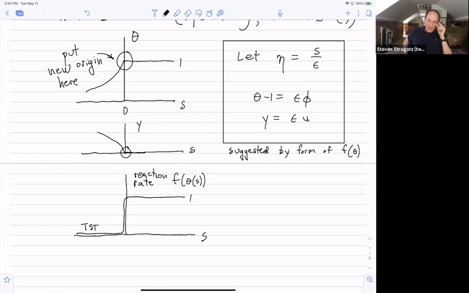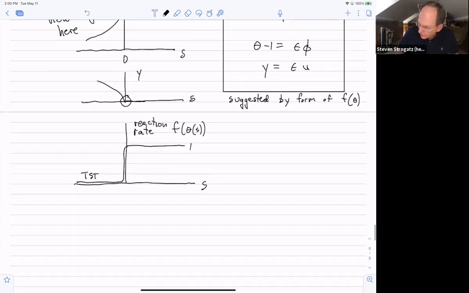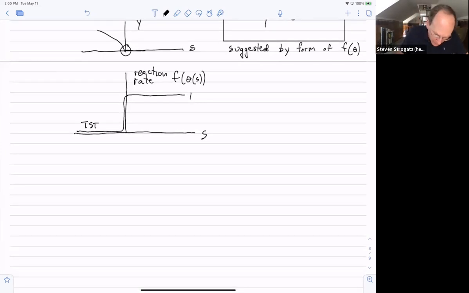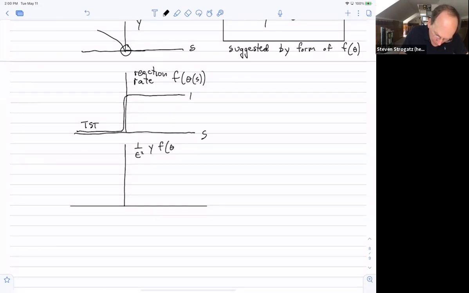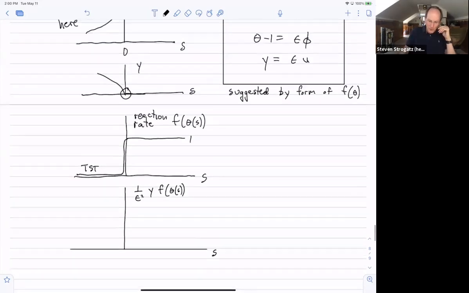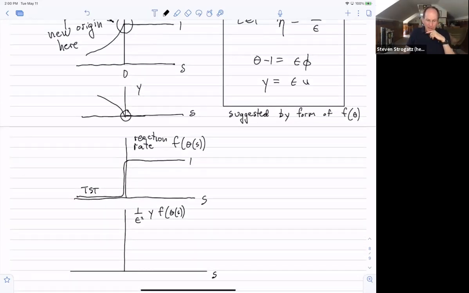And why am I doing all that? Because there was a key term entering the, remember there was a term we neglected in the partial differential equations. And that term was a term that looked like this. It was 1 over epsilon squared y times f of theta. I'll think of all of those as functions of s. So I claim that from these pictures I've drawn above, I can now sketch qualitatively what this term that I previously neglected, what does it look like? I can now write it down.